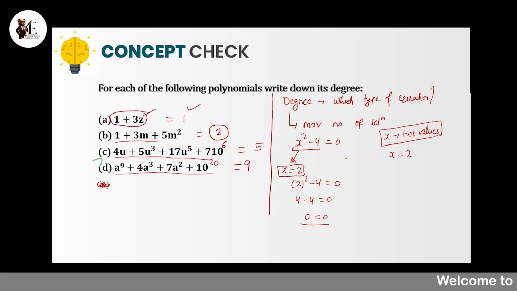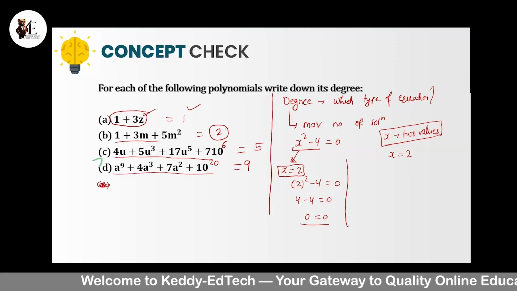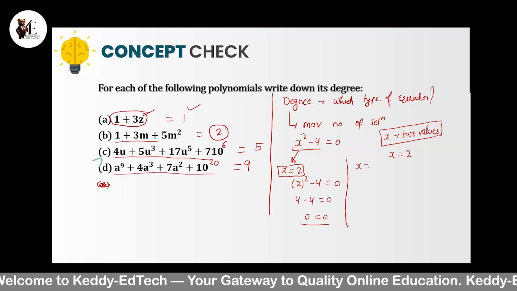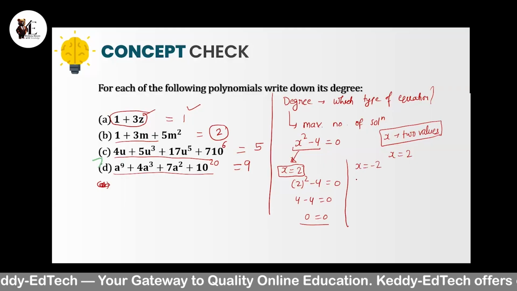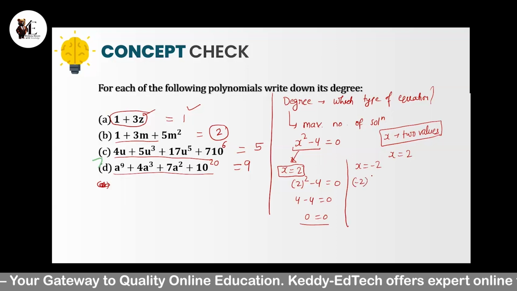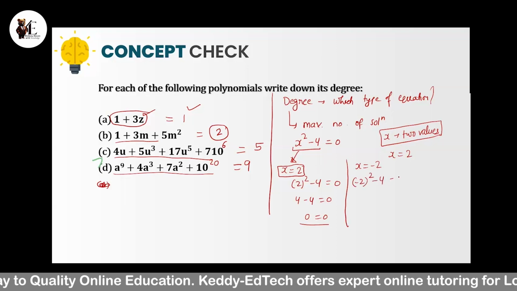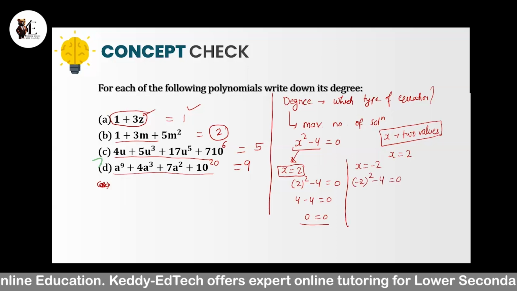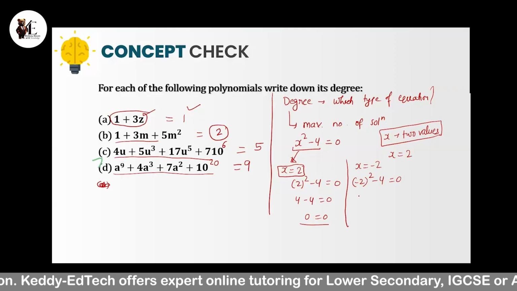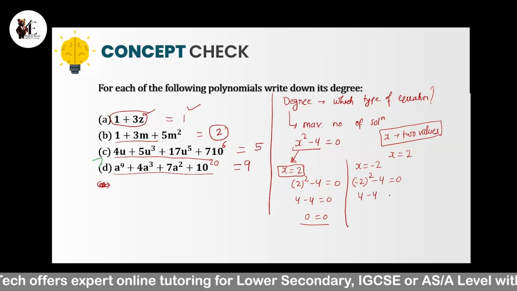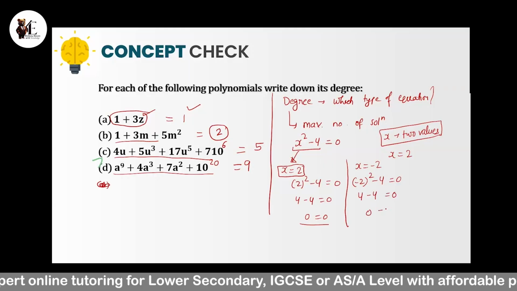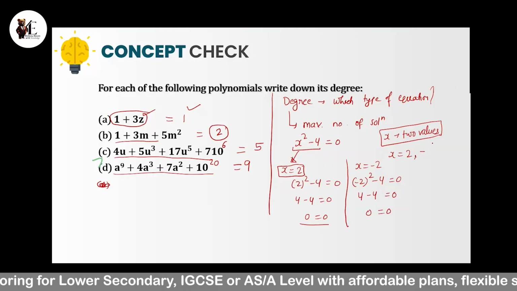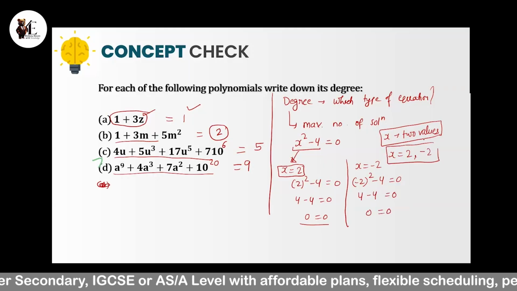But you have to find the other solution also. Since it is a quadratic equation and its degree is 2, there will be two possible values of x. So what could be the next possible value? The next can be x is equals to negative 2. So if I put in place of x a negative 2, then negative 2 square minus 4 is equals to 0. If I do the square of a negative term, that will also become positive. So 4 minus 4 is equals to 0, so 0 is equals to 0. So when I am putting x is equals to negative 2, the equation is also getting satisfied.